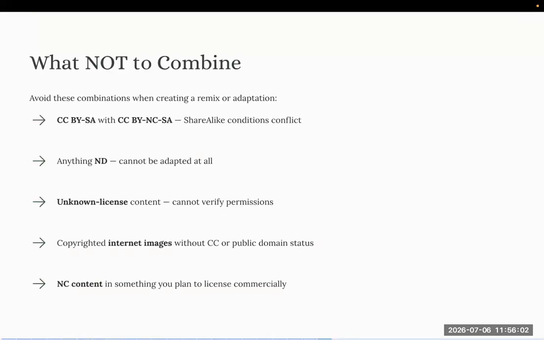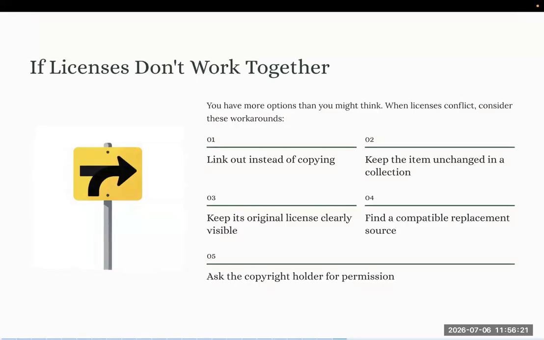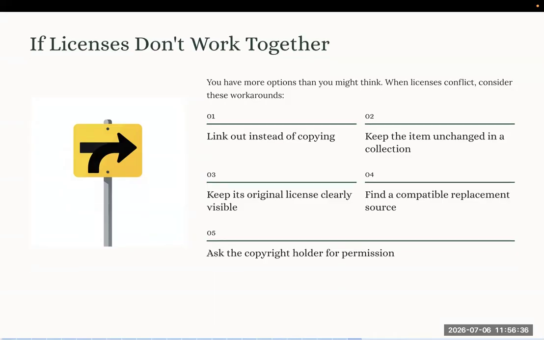So what not to combine, okay? If you have a CC BY SA with a CC BY NC SA, anything with an ND, unknown licenses, or internet images, please be careful. Just because it's on the internet does not mean you can use it. And NC content is something that you plan to license non-commercially. So if the licenses don't work together, you can link out to them. You can keep them separate in a collection rather than a single work. You just have to be really, really careful about this and ask the copyright holder if they're willing to put a slightly different license on it.